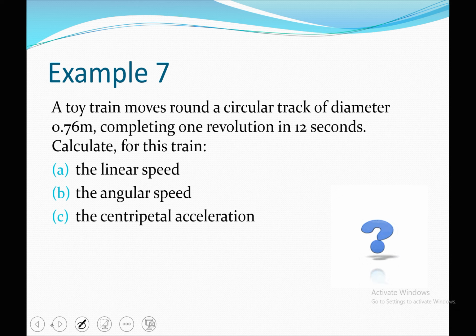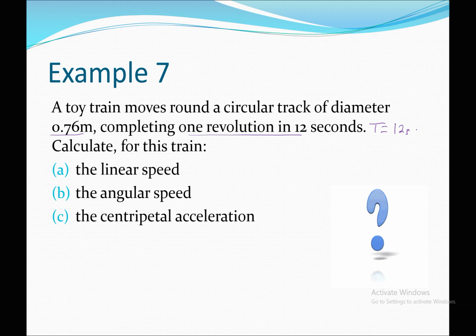A toy train moves around a circular track of diameter 0.76 meters, completing one revolution in 12 seconds. So we can find the period here. If one revolution takes 12 seconds, in 12 seconds we make one revolution. That means the period is 12 seconds. Time for one revolution is 12 seconds.